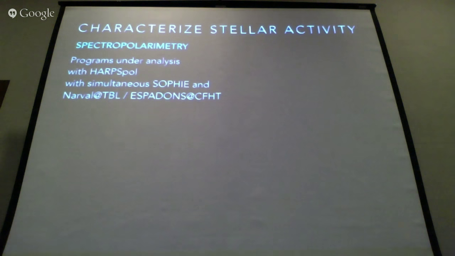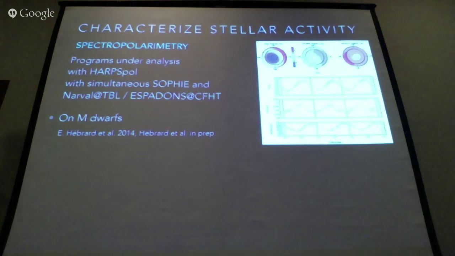So there is also now some program under analysis with spectropolarimetry, in order to use the polarimetry information to better understand the activity and to use it to disentangle the planetary signal. So with simultaneous observation with Sophie and Narval, or with our polarimetry source. So there is a dedicated program on M dwarfs.